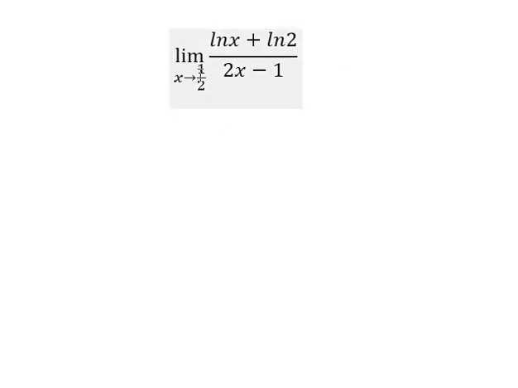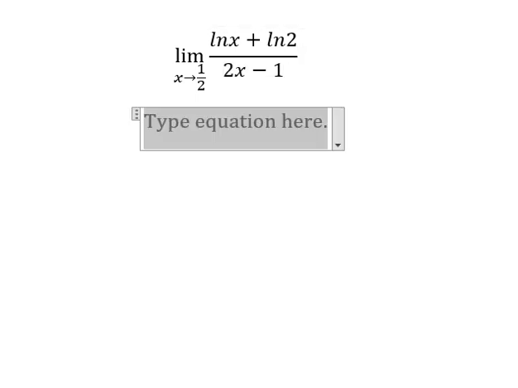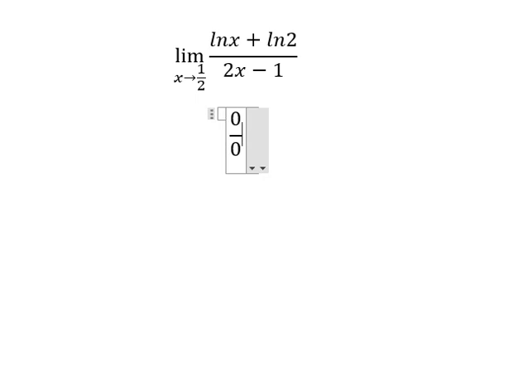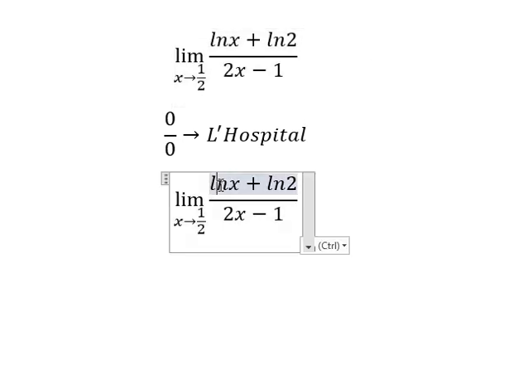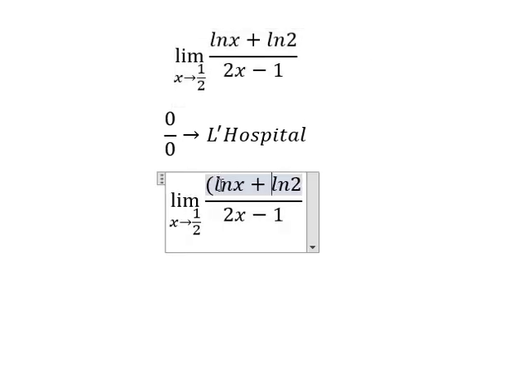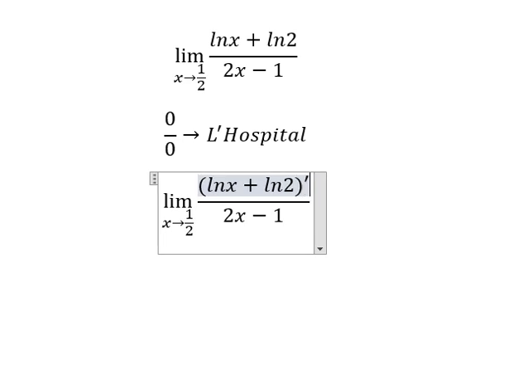When we put 1 over 2 gone here and here, this one you got number 0, this one you got number 0. So we have 0 over 0. So we can use L'Hôpital's rule. That means we need to do the first derivative on the numerator and the denominator.